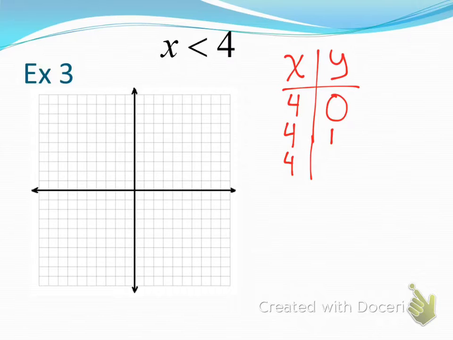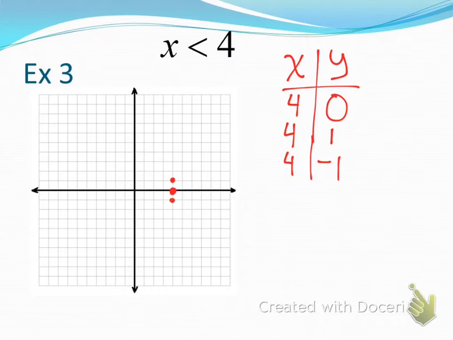Sure. Give me one more. -1. Sure. That column can be anything you want it to be. So then we plot those points. 4, 0. We are going to go to the right 4 and then not go up or down. 4, 1, we go to the right 4, go up 1. 4, -1, we go to the right 4, go down 1.